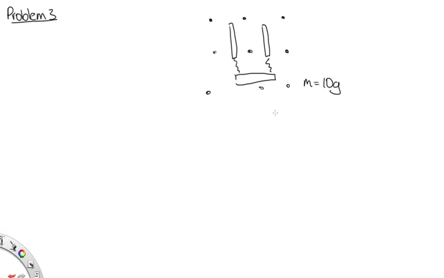Problem 3. In this problem we have a magnetic field which is going into the page. We then have a couple of supports which are holding up a wire. This wire has a mass of 10 grams and a length of 60 centimeters, so 0.60 meters. And so it's got a weight force mg acting down on it.